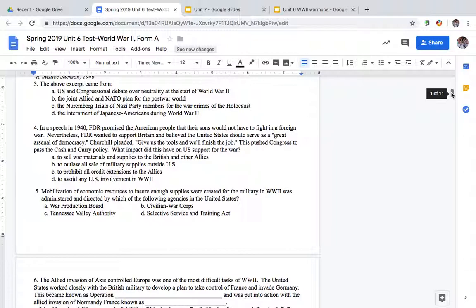Number 5. Mobilization of economic resources to ensure enough supplies were created for the military in World War II was administered and directed by which of the following agencies in the United States? A. The War Production Board. B. Civilian War Corps. C. Tennessee Valley Authority. D. Selective Service and Training Act.